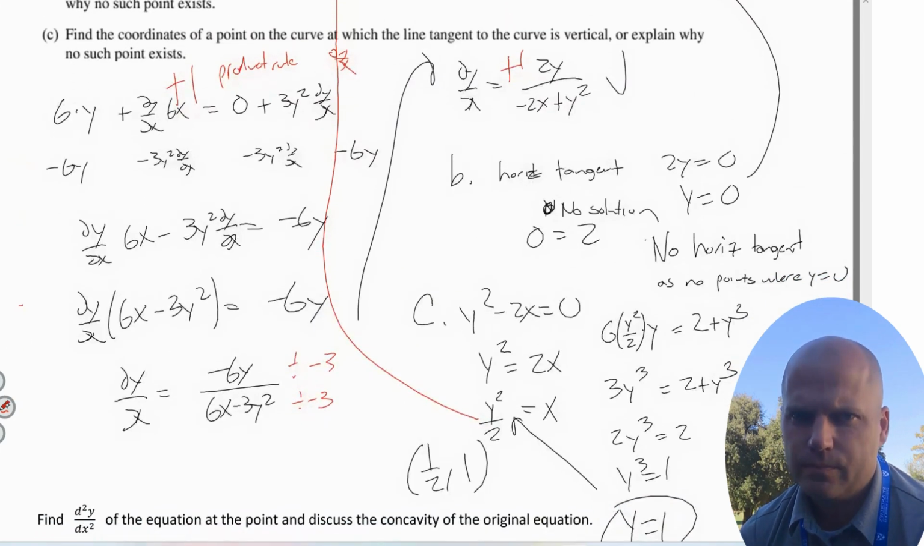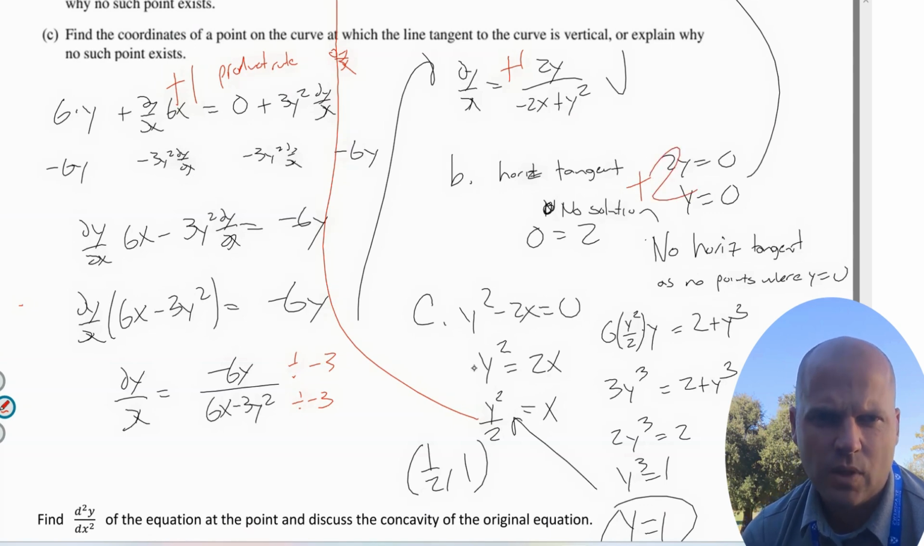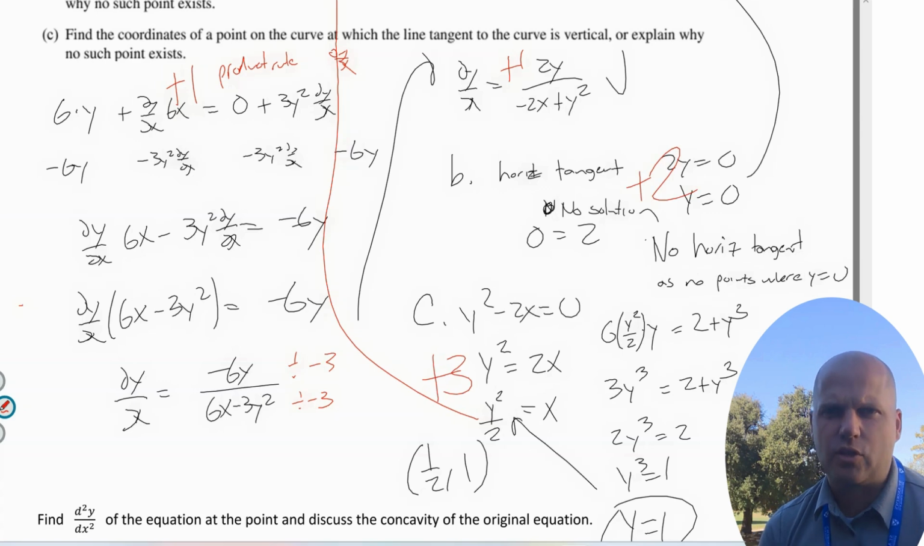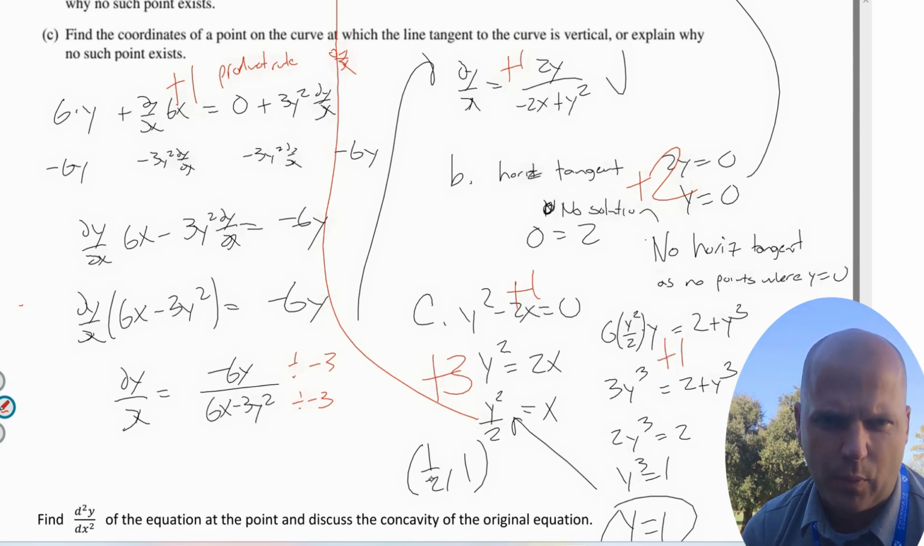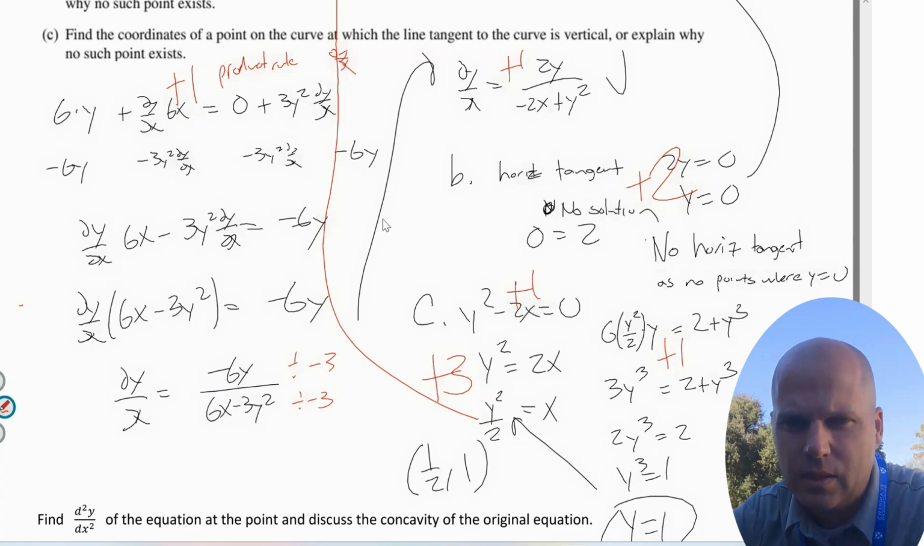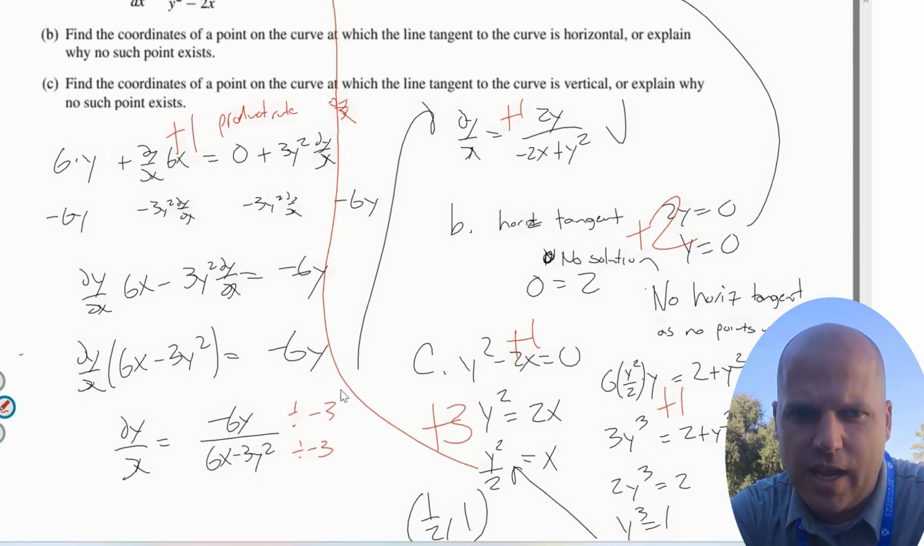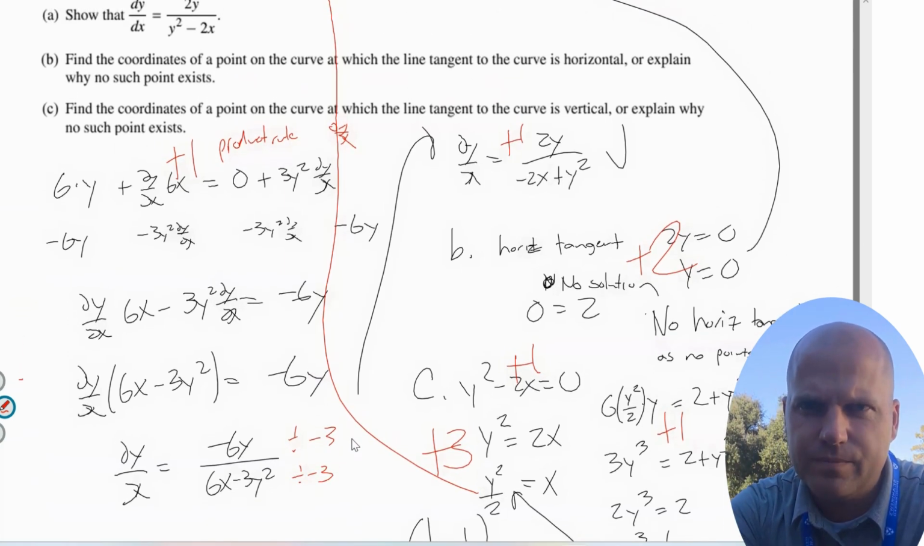So, boom. Probably getting 3 points here, 2 points here. 1 point for correctly setting the denominator equal to 0. 1 point for substituting, 1 point for finding the point. Let's go ahead and check it out, and then we're done.